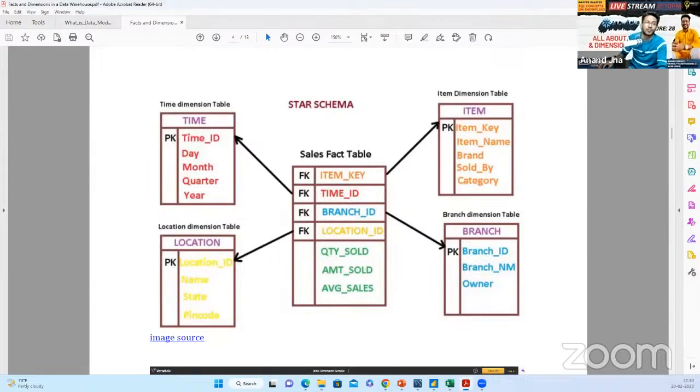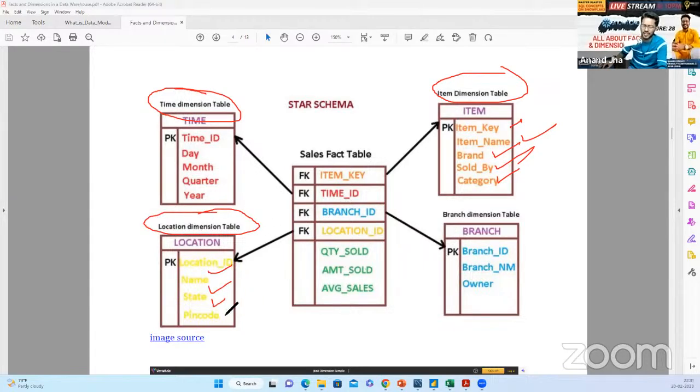Yes, this is the schema I was talking about. Time is a dimension table. Item is a dimension table because it's static: item key, item name, brand, sold by, category. Location is a dimension table, right? Position ID, name, state, pin code. Branch is a dimension table. These are all static, guys. These are all static data.